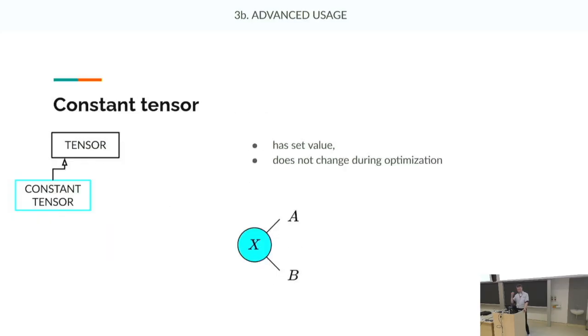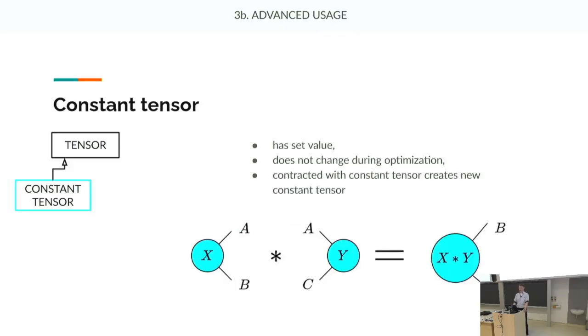Okay, so let's go one by one over our types of tensors. So there are constant tensors. They have some value which needs to be provided during the instantiation. They don't change during the optimization. And when you contract it with another tensor, you get another constant tensor.